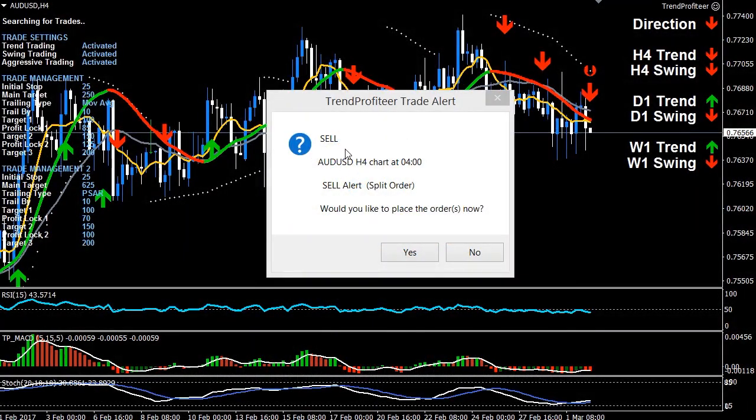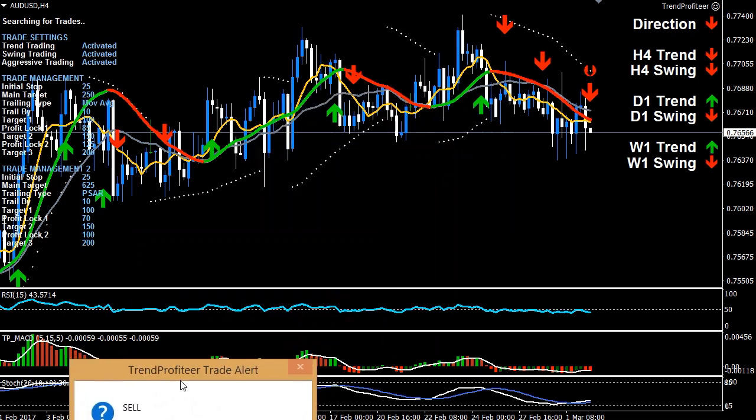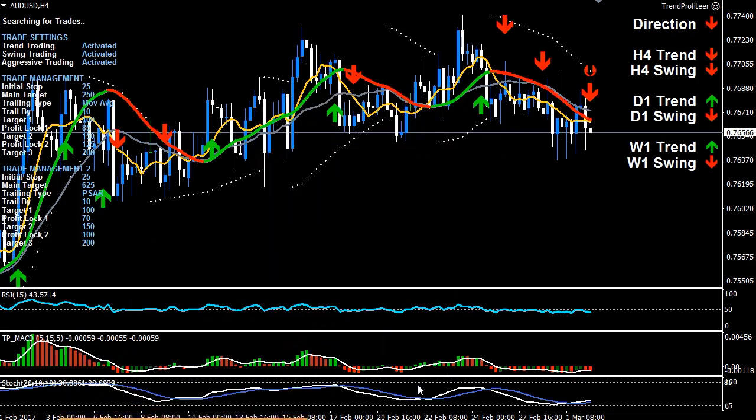Hi, Michael Newrock here. I'm just about to take a trade. It's a sell on the Aussie, that's the AUD USD. I'm on the 4-hour time frame. I'll just put the alert to the side and take a closer look.